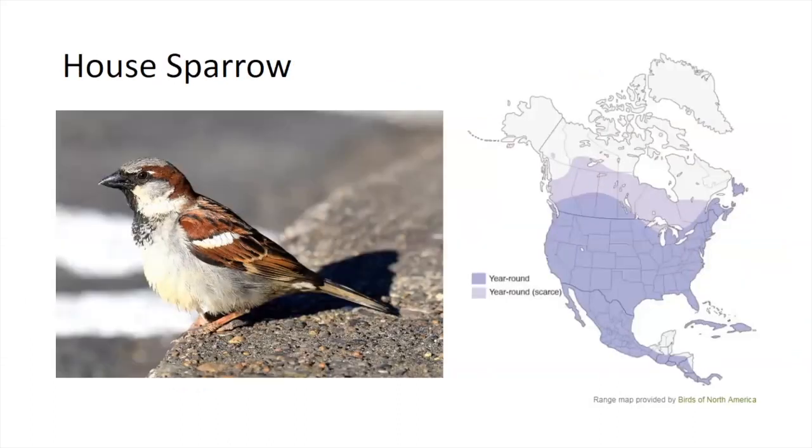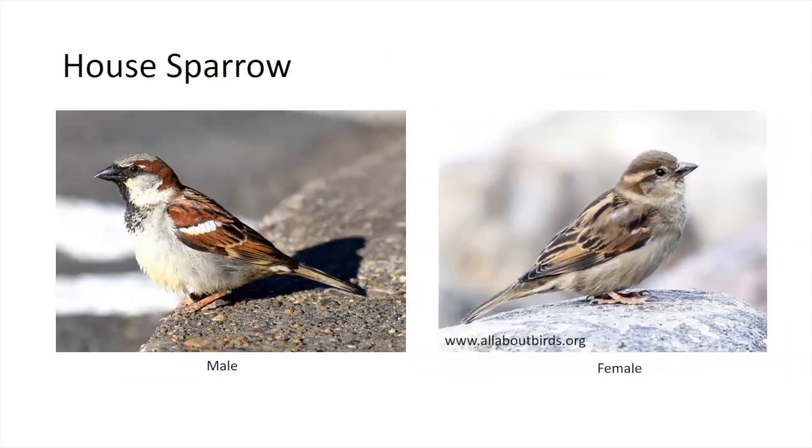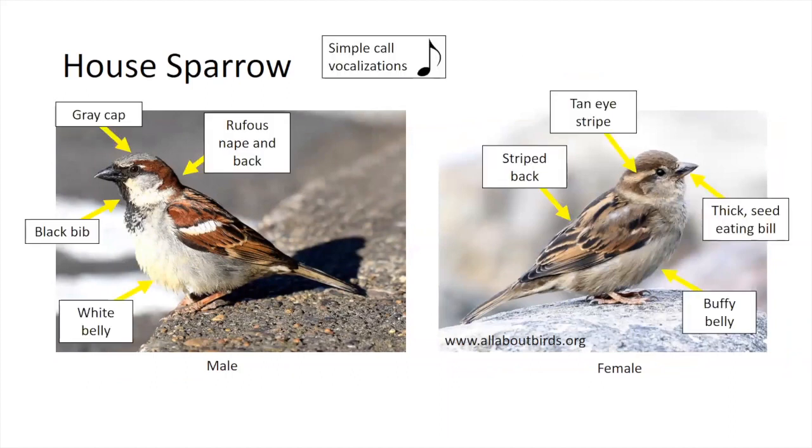Next is the house sparrow, which is similarly introduced from Europe and has since spread across the country. The male and the female are dimorphic. He is easy to tell from his black bib that you won't see in the native species. He has a gray cap and a rufous color in his nape and back and a white belly. She lacks the bib. Her easiest feature is this bold tan eye stripe. And they also have really thick seed-eating bills, more like a finch than a sparrow.